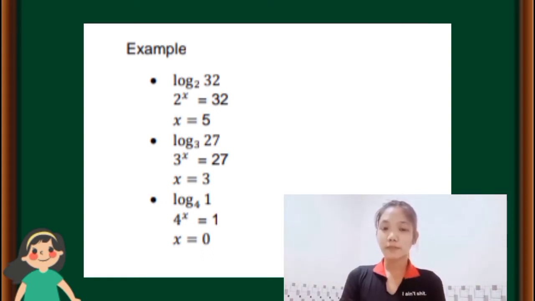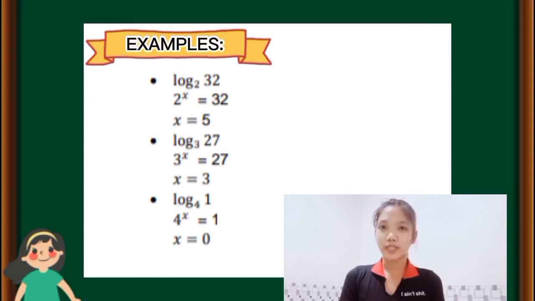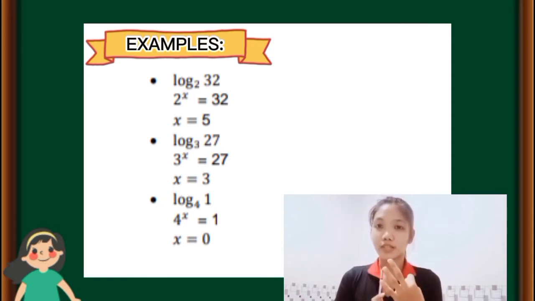So, second example is log base 3 of 27. So, again, ililipat lang natin siya sa exponential form, which is kukuhanin natin yung base 3, then i-multiply natin ito by itself hanggang sa makuha natin yung value ni x, which is 27. So, 3 times 3 is 9, then 9 times 3 is 27.